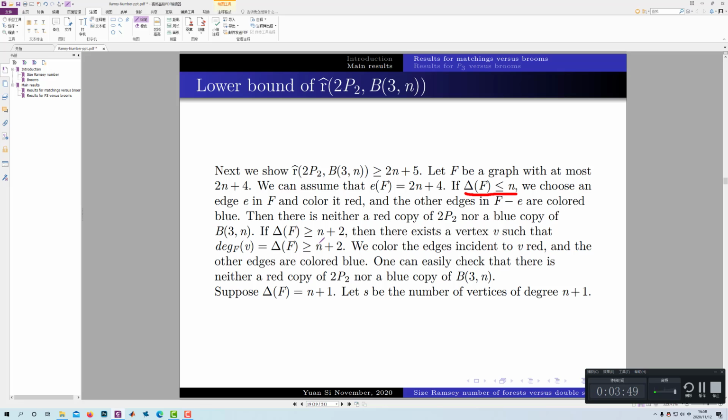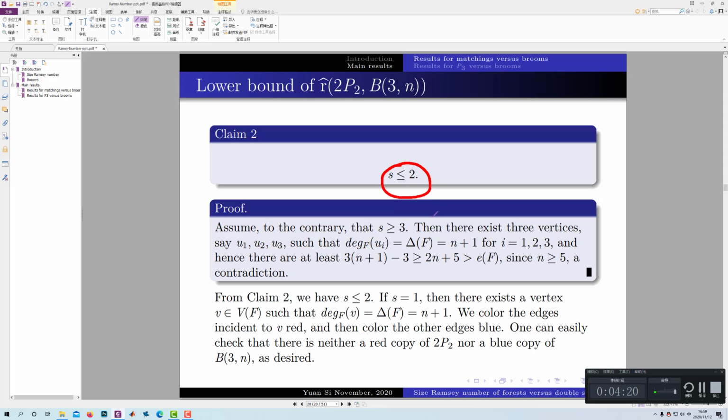Also, the maximum degree of F should not be too large. Otherwise, we can color a red star so that the red edges are as many as possible. So we only consider the case of delta(F) equal to n plus 1. Let S be the number of vertices of degree n plus 1. We have a claim that S is not more than 2. The proof is very simple. Here n greater than or equal to 5 makes sure that the large degree vertices are not too many.